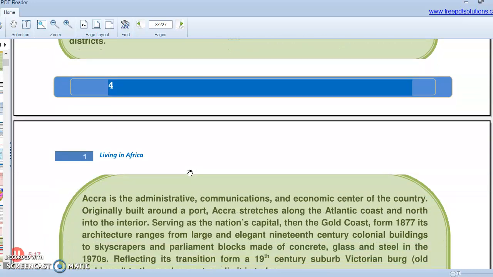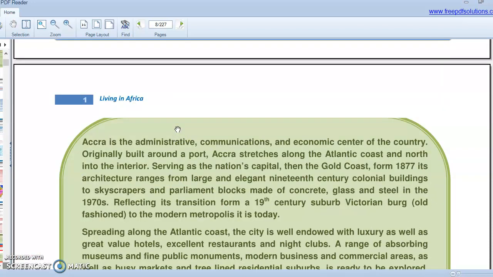As we can see, Accra is a very large city. Accra is the administrative, communications, and economic center of the country of Ghana. It was originally built around a port. It has amazing historic sites. Accra also stretches along the Atlantic coast and then north into the interior. It has served as the nation's capital from 1877.